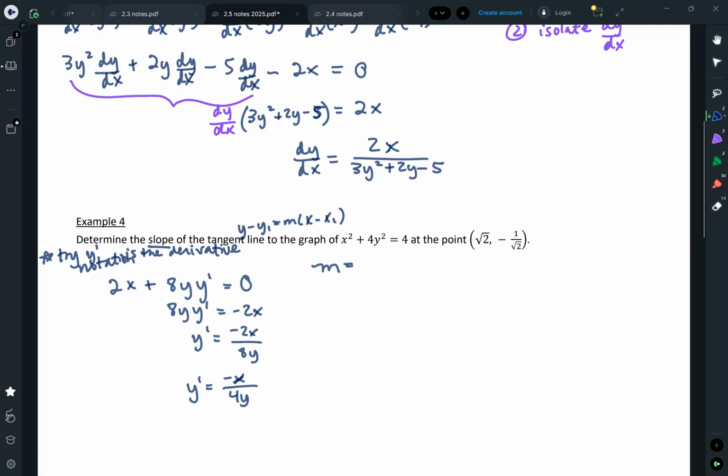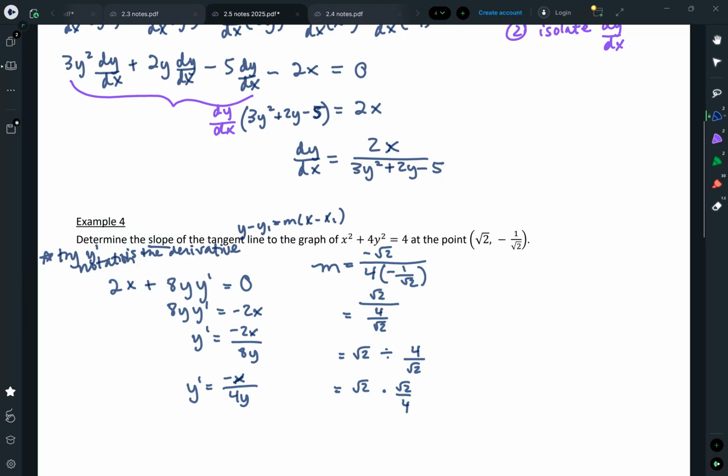Well, x is root 2, so negative root 2 all over 4 times y, which is 4 times negative 1 over root 2. So let's just simplify this. It's going to be a negative over negative, so I'm going to just ignore that part. When I multiply the 4 times 1 over root 2, it's just 4 over root 2. So let's remember that this really means root 2 divided by 4 over root 2, which is going to be root 2 times root 2 over 4, okay?